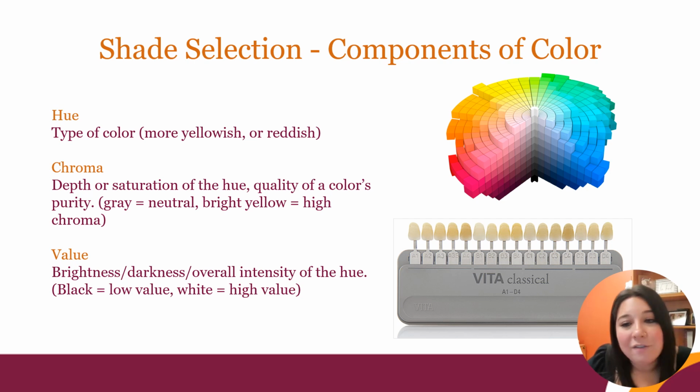Offices may not have every color composite that is available on the shade guide because usually a lot of the darker colors just aren't very popular. So a lot of the times offices will have all of the A shades and then a few other popular ones such as B1, which is a very white shade. They're usually kept in stock.